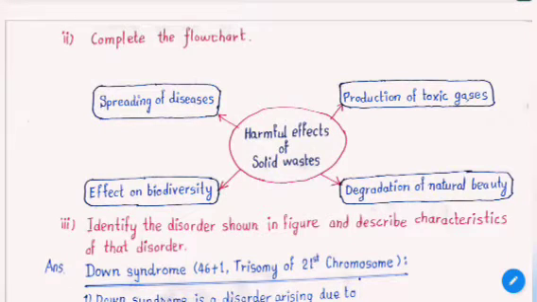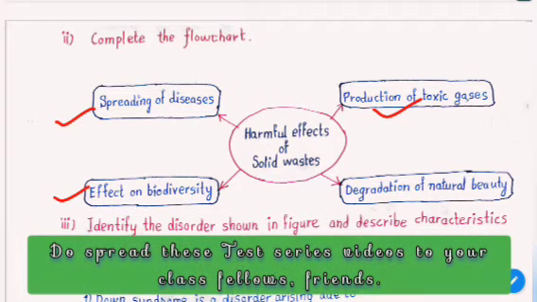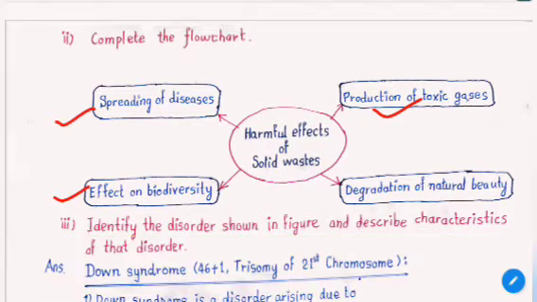Now the second question is complete the flow chart. You have to write harmful effects of solid waste. The first harmful effect is spreading of disease. Second is the effect on biodiversity. Third is production of toxic gases. Fourth is degradation of natural beauty. You can also write soil pollution, water pollution, and air pollution also occur because of the harmful effects of solid waste.